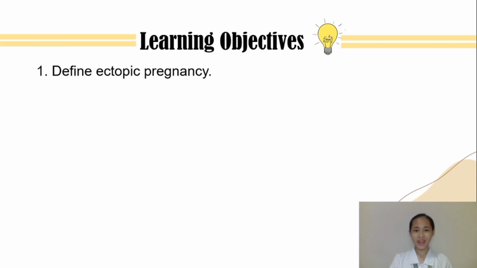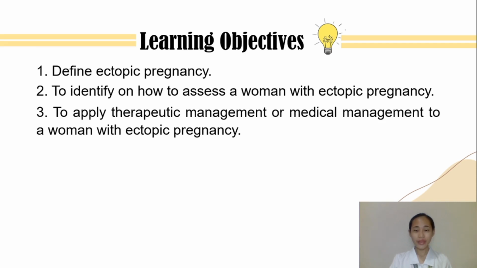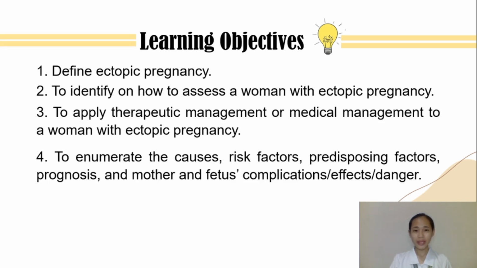First is to define ectopic pregnancy. Second, to identify and assess a woman with an ectopic pregnancy. Third, to apply therapeutic management or medical management to a woman with an ectopic pregnancy. Fourth, to enumerate the causes, risk factors, predisposing factors, prognosis, and mother and fetus complications, effects, or dangers.